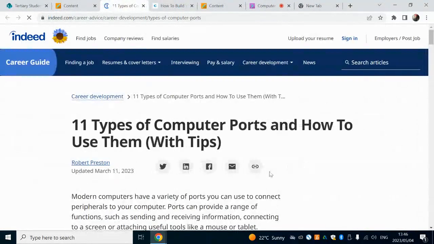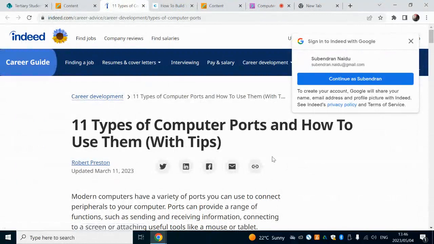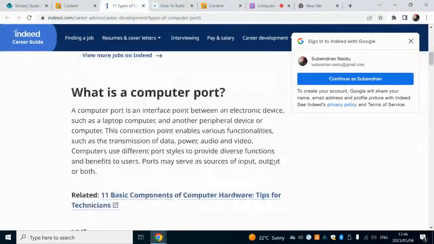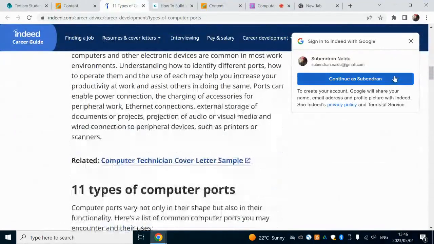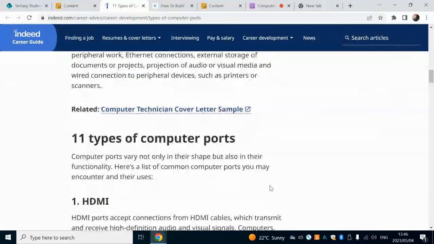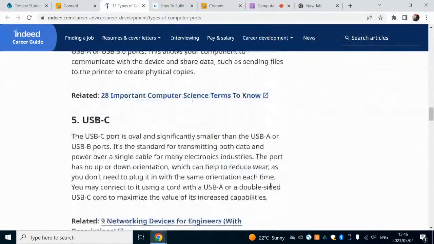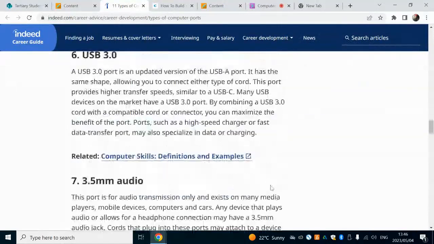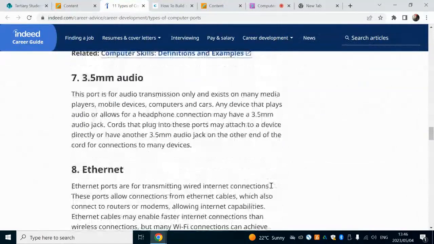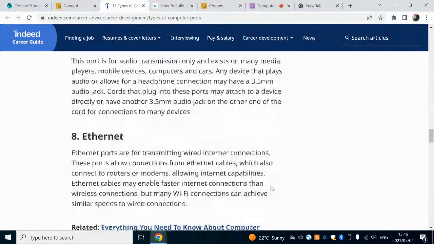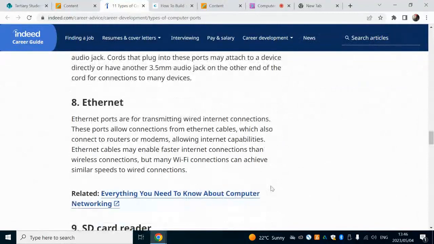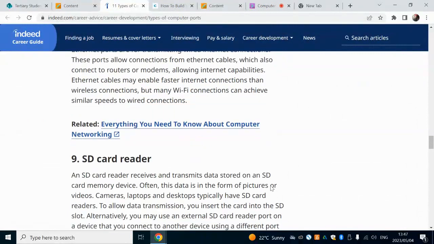Did I click on it? Find the answers in this article. 11 types of ports and how to use them. So this one is talking about what the computer ports are and what they are used for. HDMI, RCA, USB. There are many different types of USB ports, and there's a 3.5 millimeter port that's used to plug in my headphones. But most of us are using wireless now, or even USB headphones, USB-C headphones.